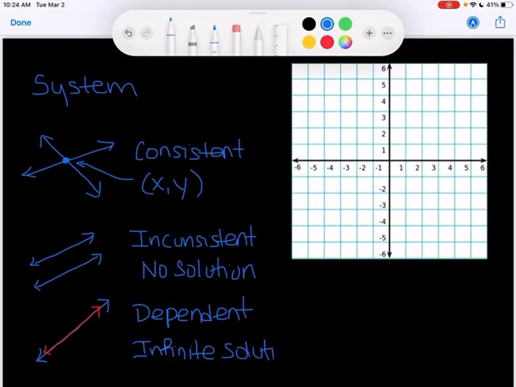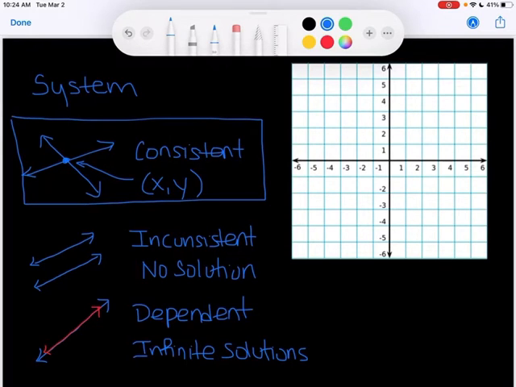The main one is the consistent one where they cross. You're going to get an ordered pair. But there are these other two situations. If they're parallel, there's no solution, and we call that inconsistent. Or if they're the same line, we call that dependent, and there are infinite solutions.